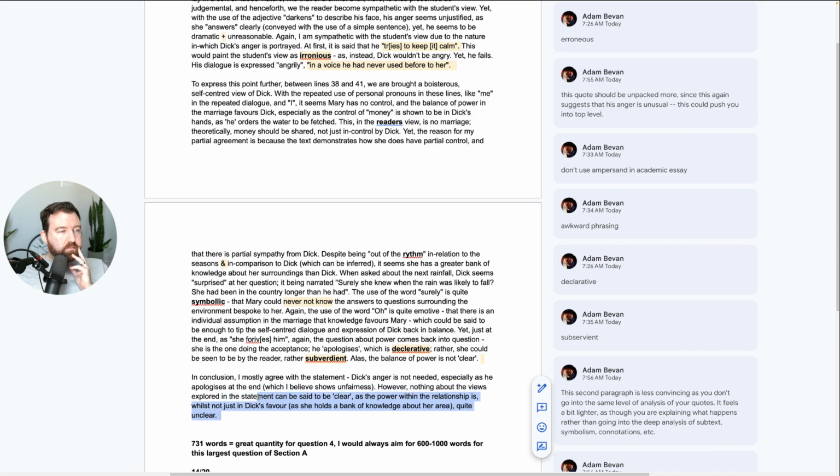So this second bit, you could just make it a bit more, a theme of this whole response is a little bit less wordy. You can just say that the power within the relationship is unclear. Some things seem to be in Dick's favour, some things seem to be in Mary's favour.